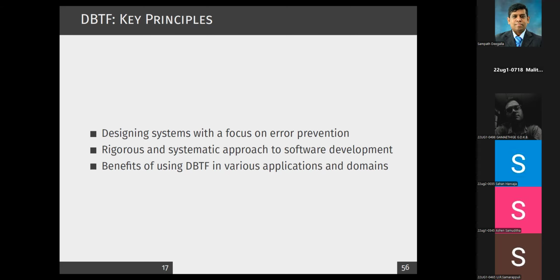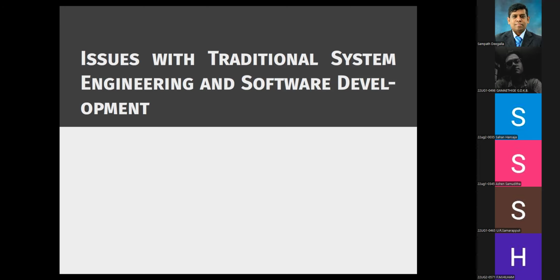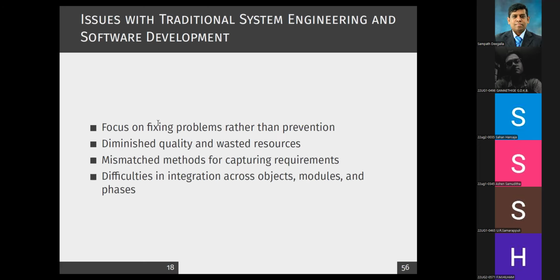Right. Now, before we talk about development before the fact technology, we need to understand what the problems are in traditional system development. So in this part, we will talk about the problems in traditional development. Since we tend to use traditional development technologies, what are the issues when it comes to safety critical systems? If you start with the first one, the main one in traditional software development is that you focus on fixing problems, not prevention.